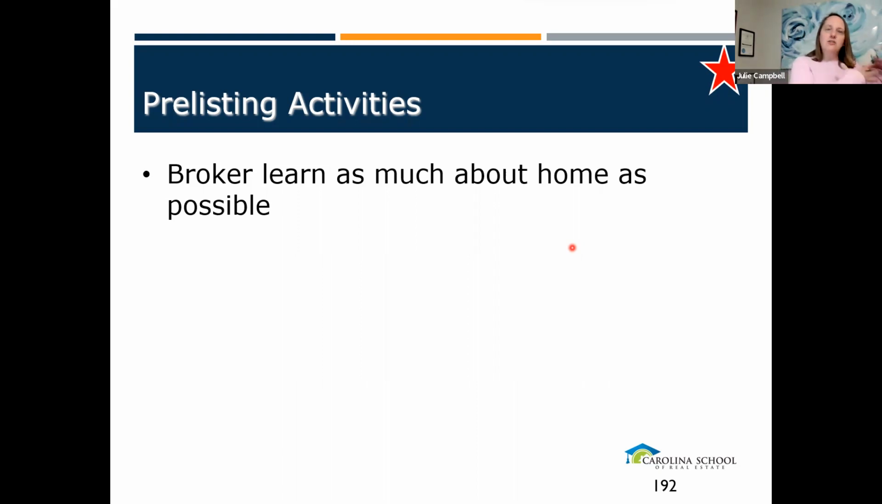So we've got to do the research. We've got to learn about the home before we go, so we can have conversations with the seller about it.